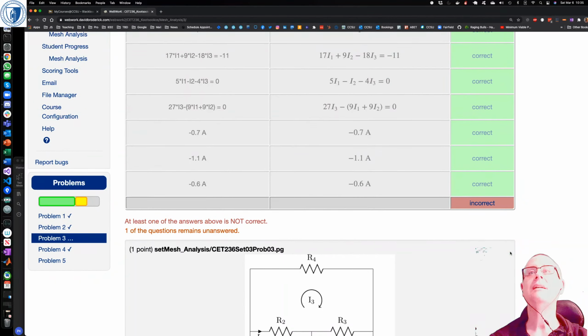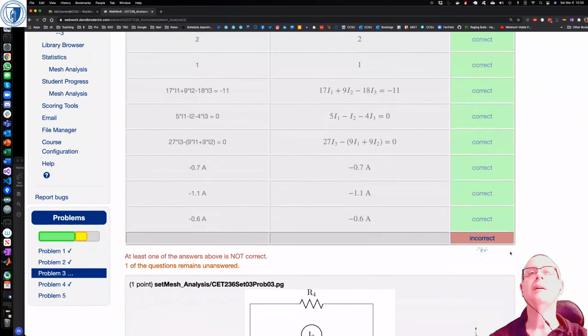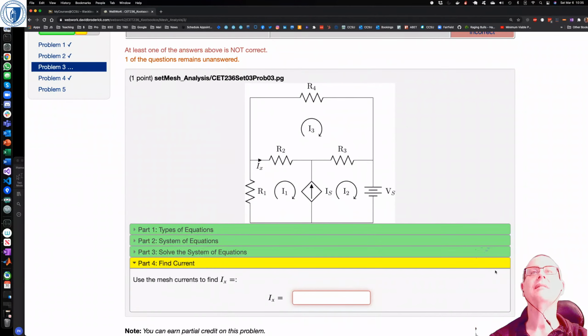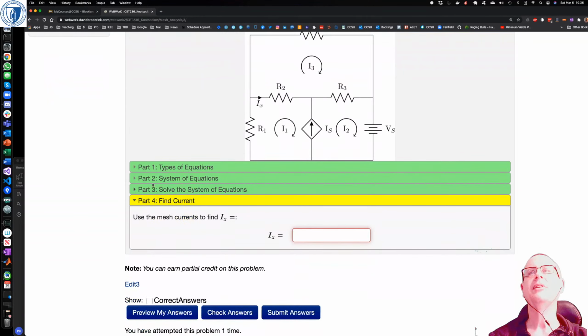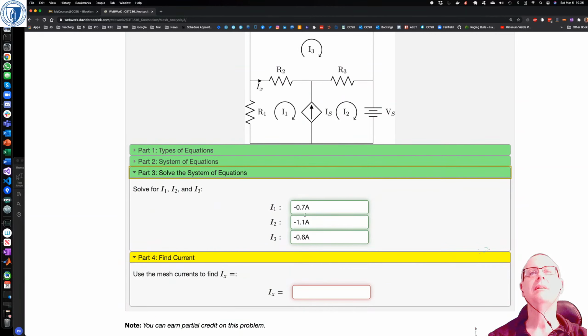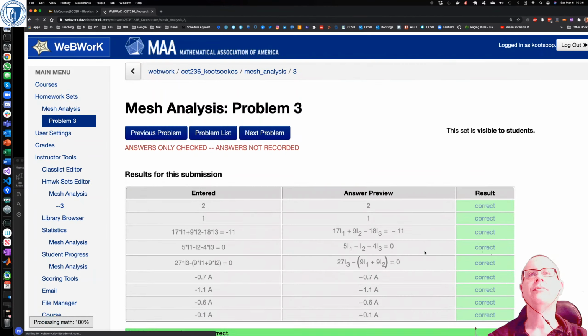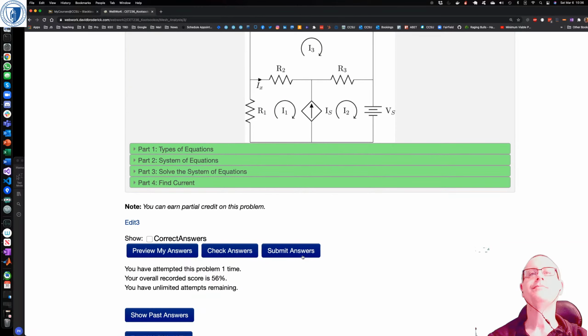Okay, and then what's the last one? What's IX? Right, so IX is going to be I1 minus I3. That was what we said before. Right, so I1 minus I3, so it's going to be minus 0.1 amps. And we've got it all right.